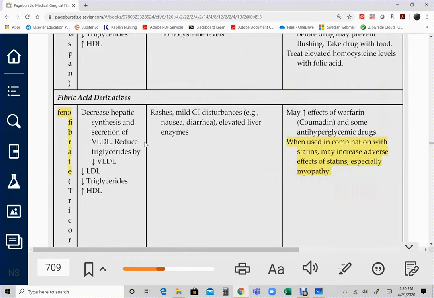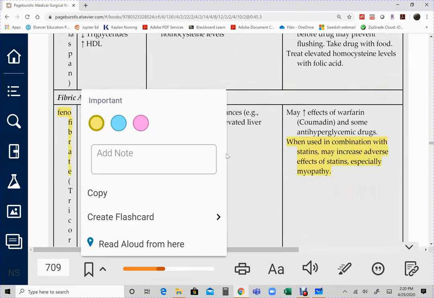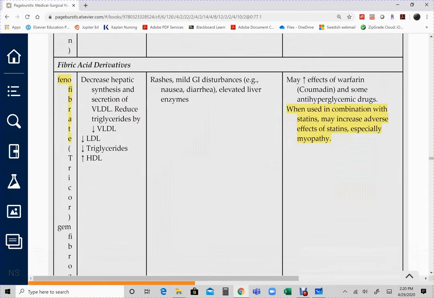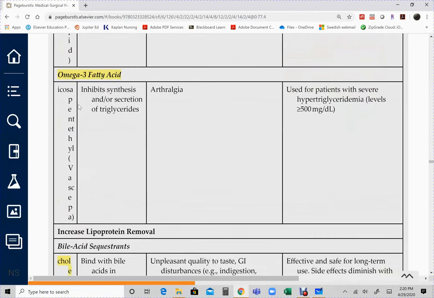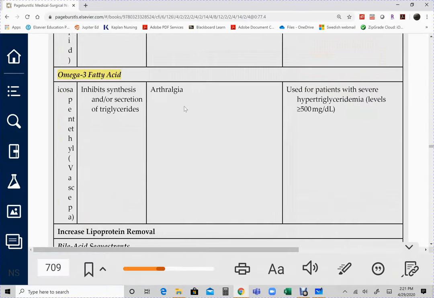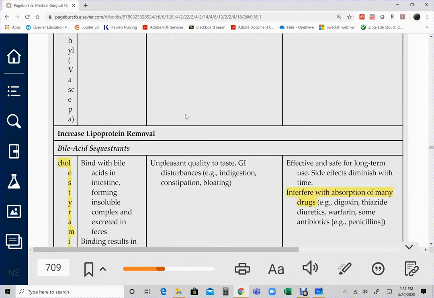Here's fenofibrate, which still acts on the liver. Take note that this is harmful to the liver. Plus, if you add the statin to it, it will increase the side effects. Here's a natural source, omega-3. The only side effect here is arthralgia, which is not really harmful. These are joint pains.